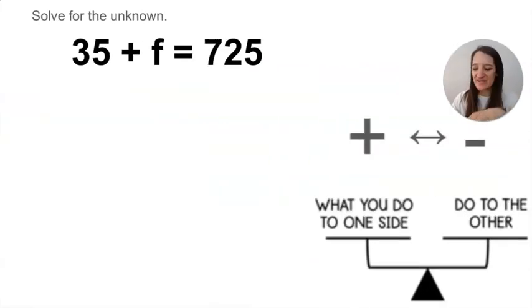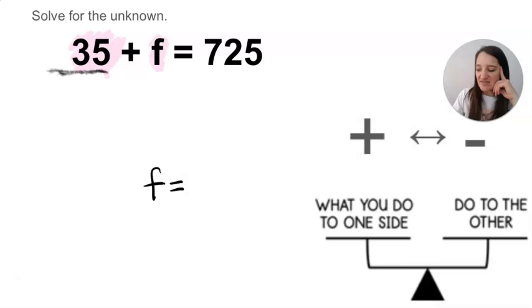All right, where's the variable? Where's the number we want to get by itself? There's our variable. We want to get it down to f equals. Now, it's currently not that way because there's a 35 in front of it. Now, what is the opposite of 35? Well, it doesn't say if we're adding or subtracting there, does it?